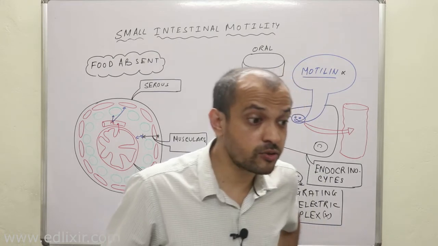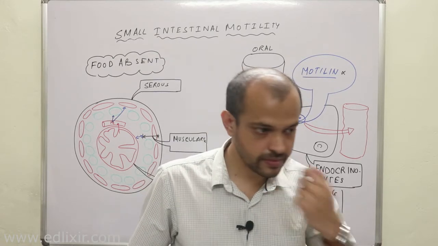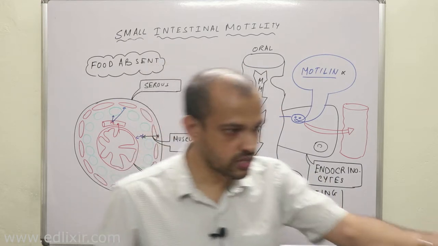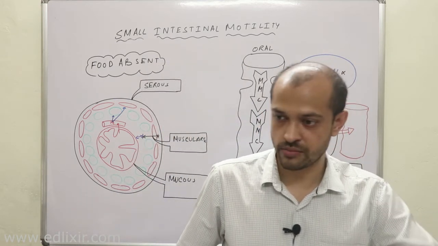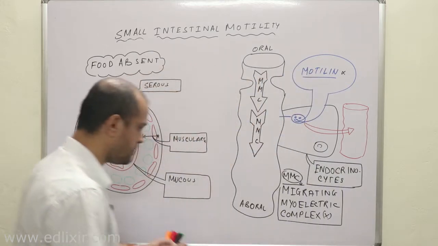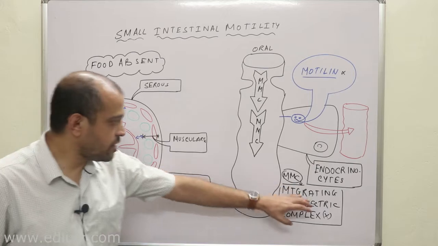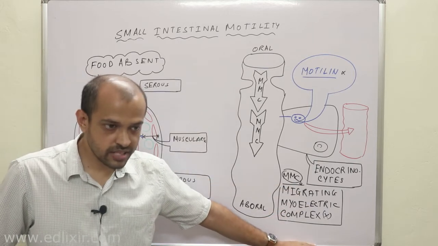Which are controlled by Auerbach's plexus. Clear? If you don't know what Auerbach's plexus is, no problem. You just go to the video where I have discussed it, which is part 1 of GI tract motility. You will understand. Okay? Clear? So what is migrating myoelectric complex or MMC?